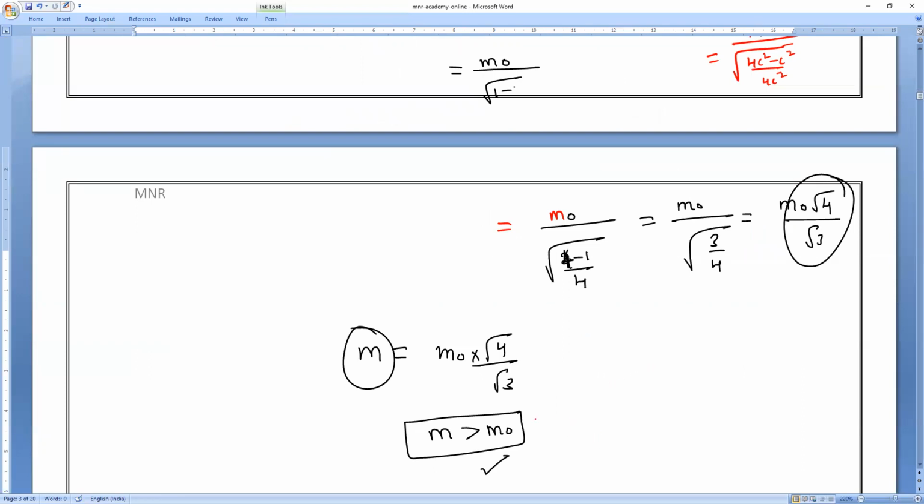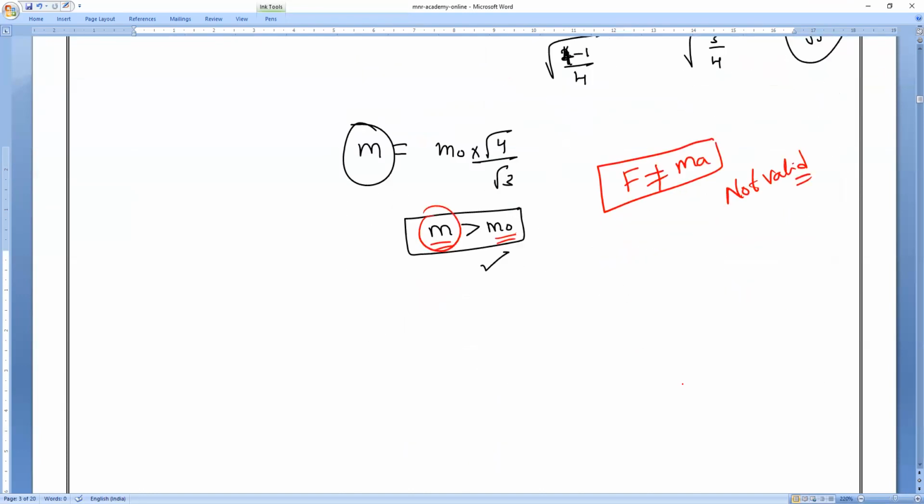So if you notice, in this case also, when the actual mass is greater than the rest mass, what will happen? F equals ma is not valid. Clear? So that is what you have to remember. In these cases also, be very careful. In 95% of cases from class 9th, m always remains constant.